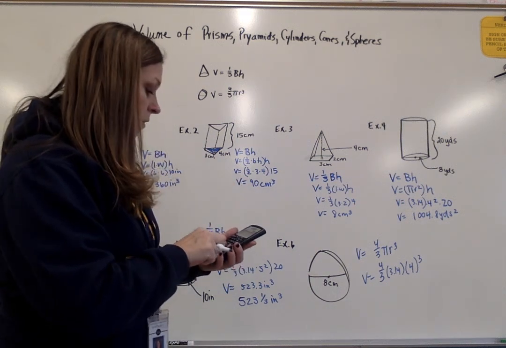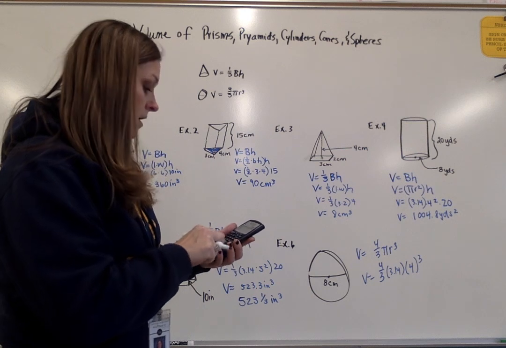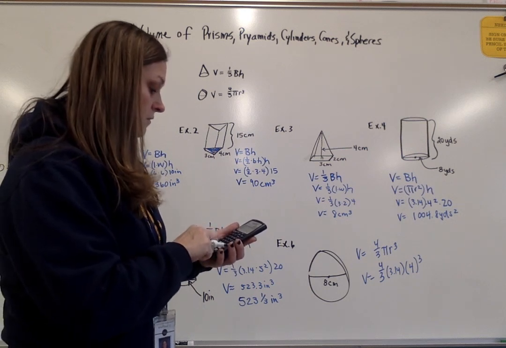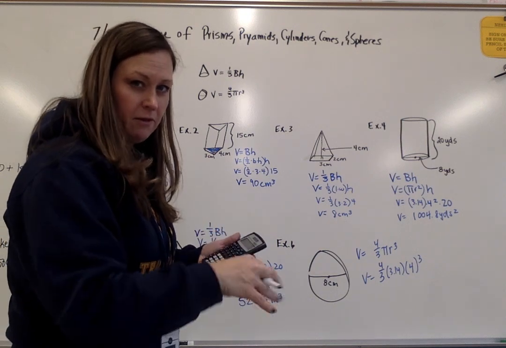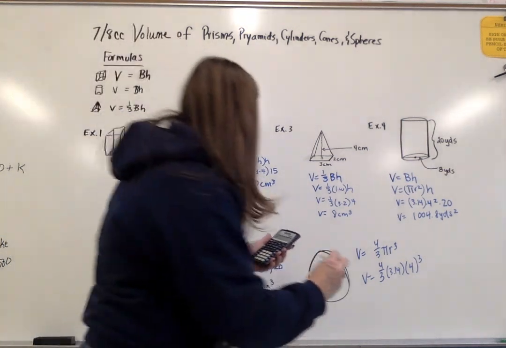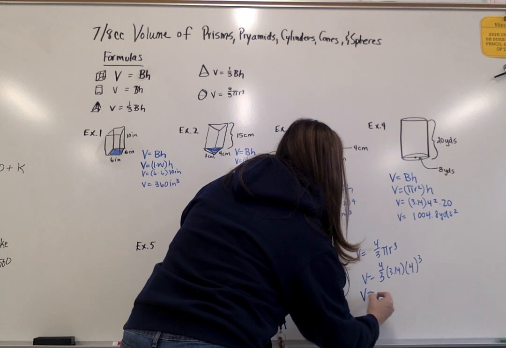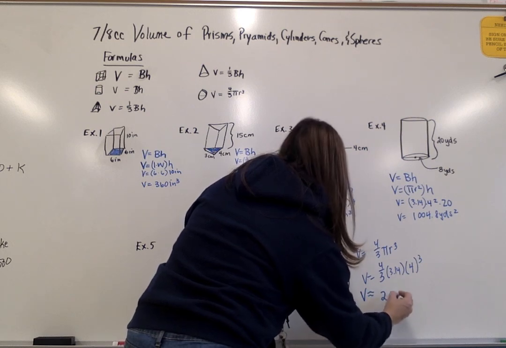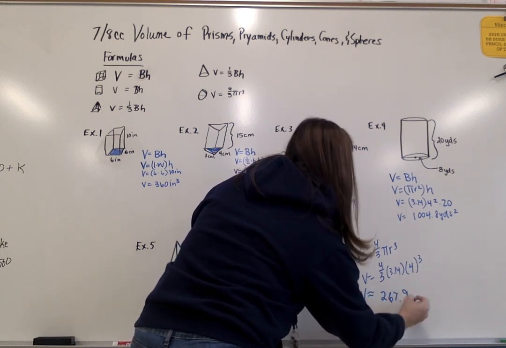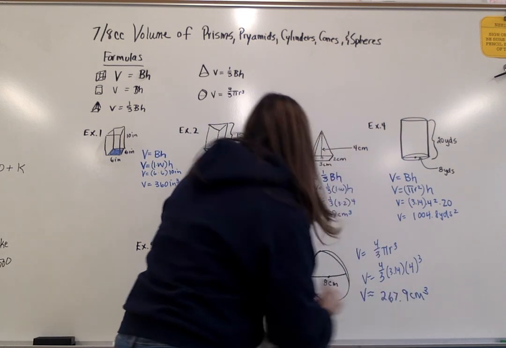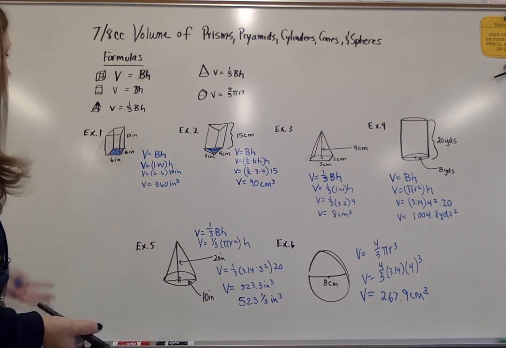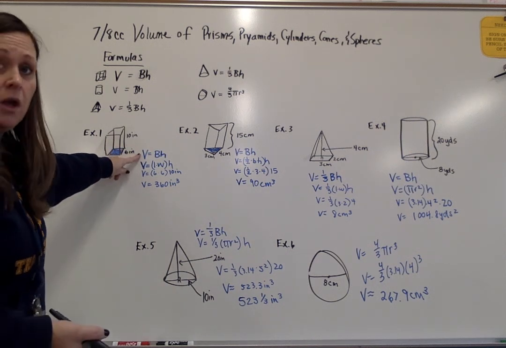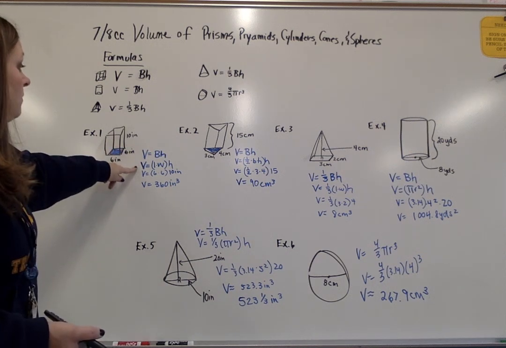So now I have 4 times 3.14 times 4 times 4 times 4. And then at the end, I divide by 3 rather than multiplying by 4/3, so I don't have to use my fraction button. And I get an approximate version of 267.9 centimeters cubed.